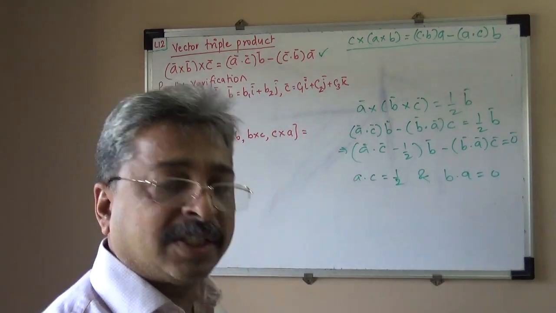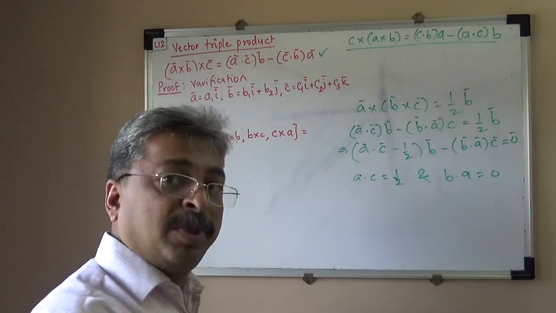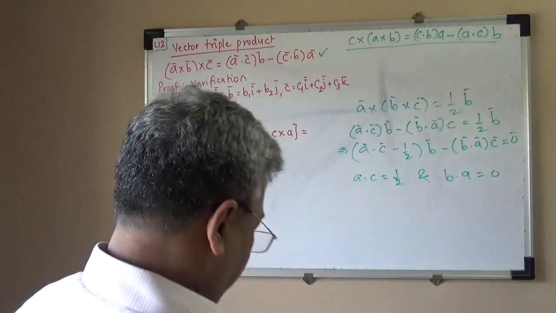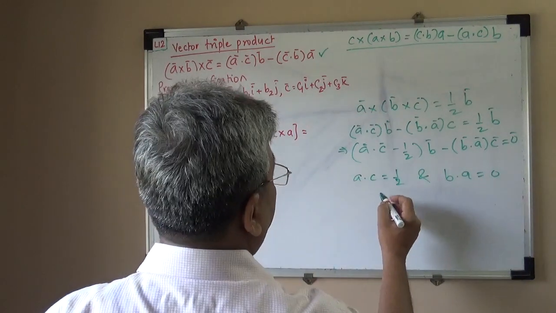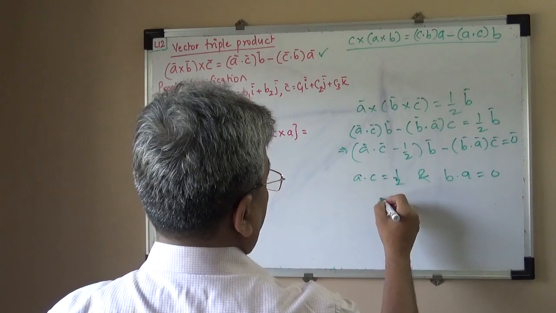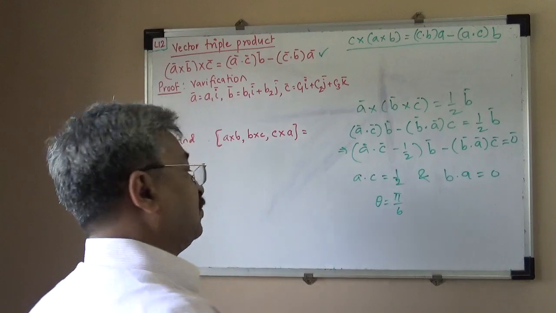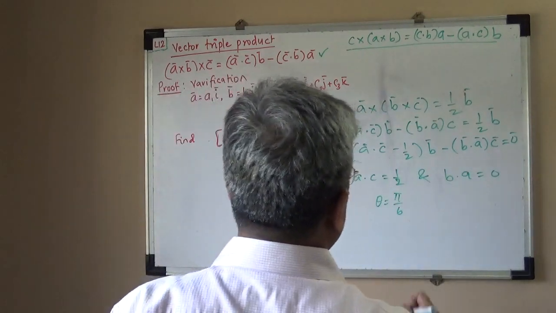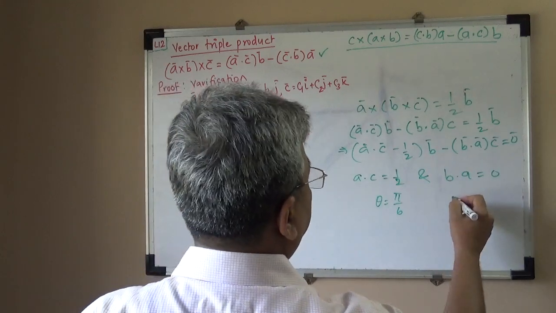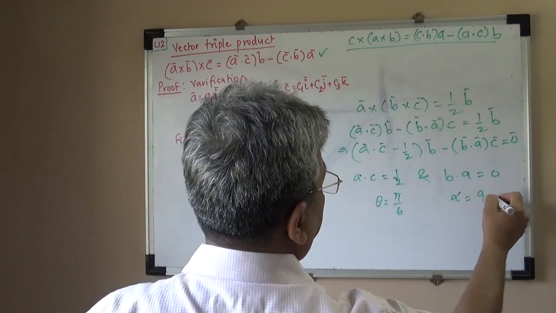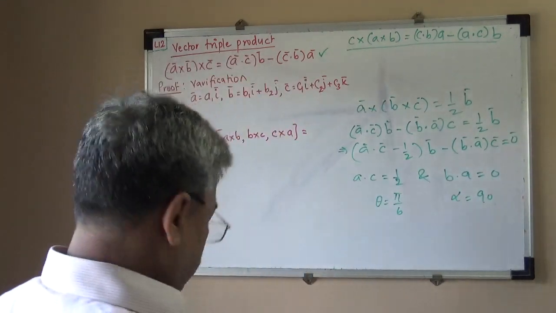So if A dot C is half and A, B, C are given to be unit vectors, then the angle between vector A and C is going to be pi by 6. So theta is going to be pi by 6 here, because cos of 60 is half, and the angle between B and A, alpha, is going to be 90, because their dot product is 0. That is a simple problem.